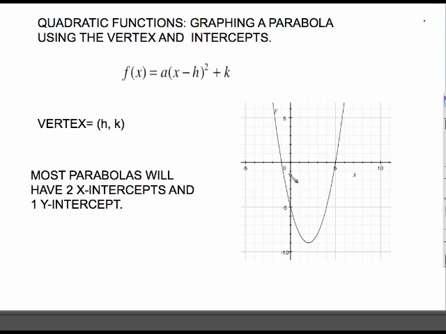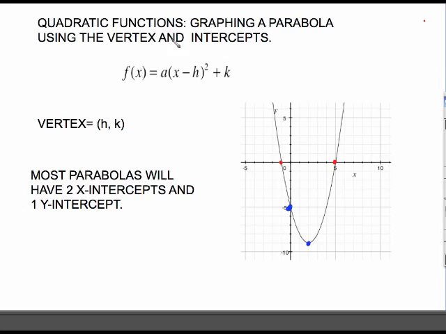Here's just a picture of a parabola. Most parabolas will have two x-intercepts, and what x-intercept refers to is where the graph crosses the x-axis. It crosses in those two places. But it should also have a y-intercept. So there's our two x-intercepts and our y-intercept. If we have the two x-intercepts, a y-intercept, and a vertex, that's going to be enough information for us to fill out our parabola.